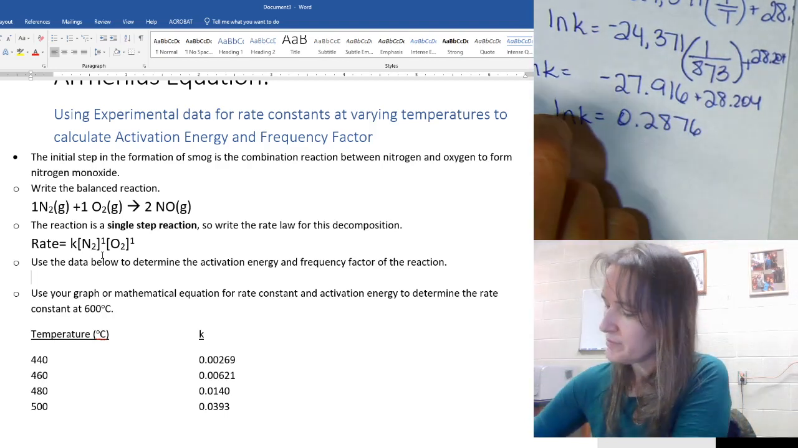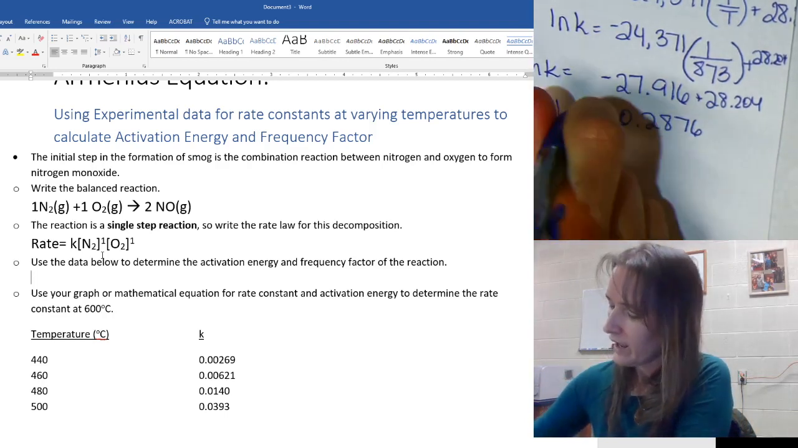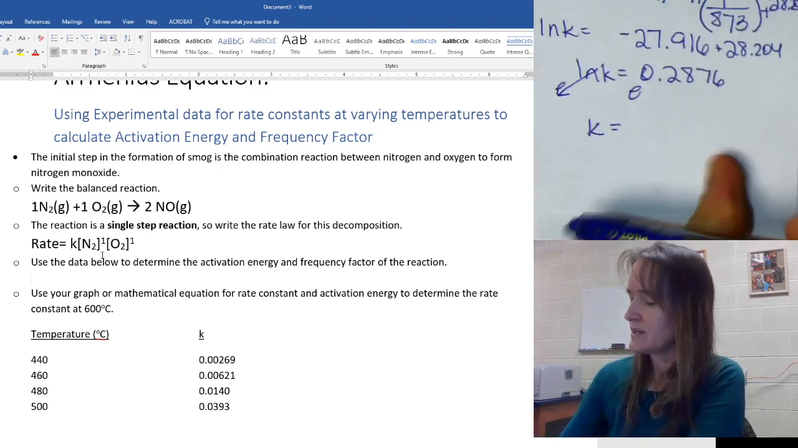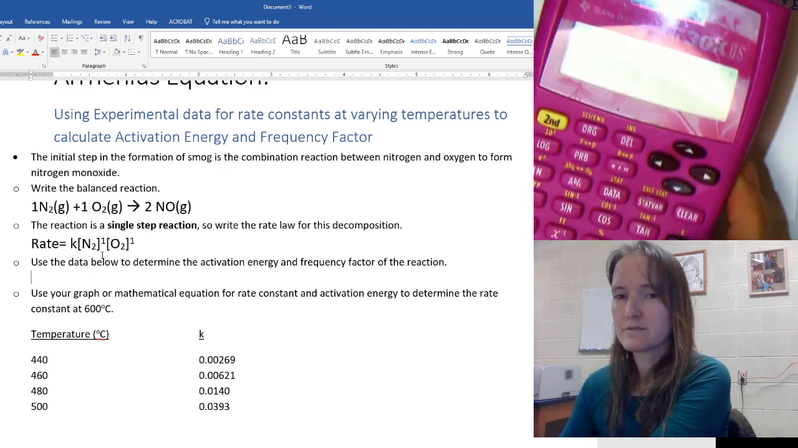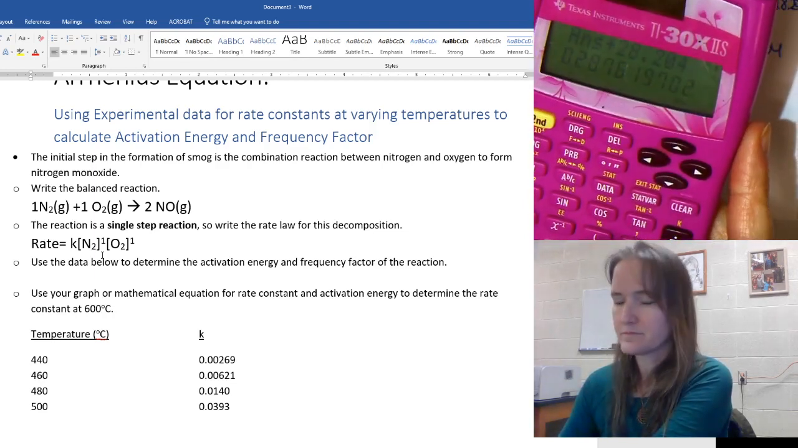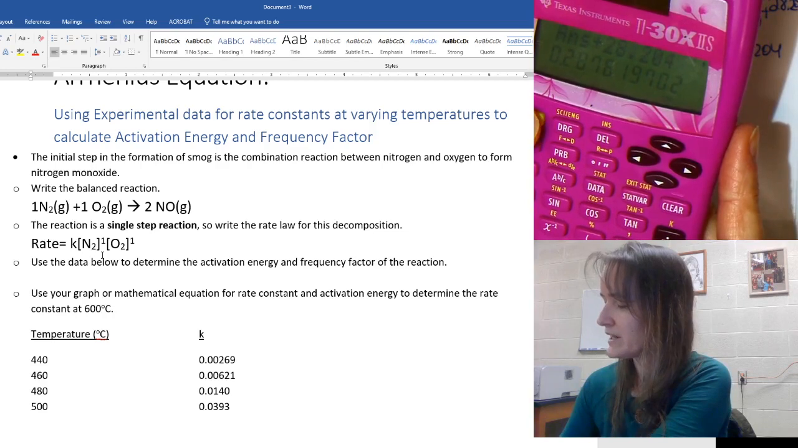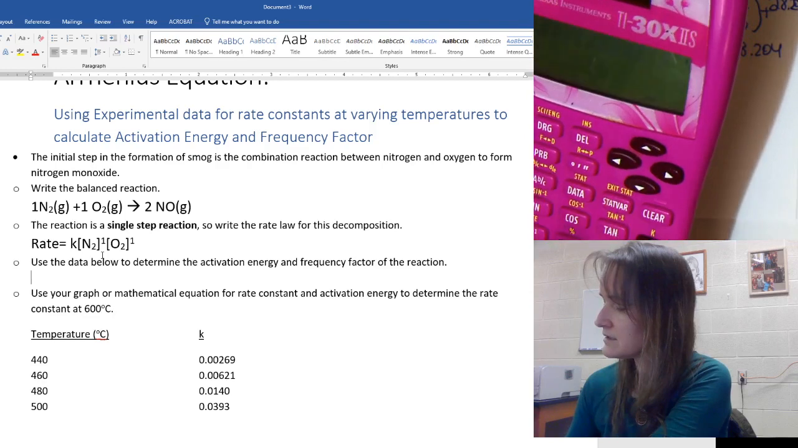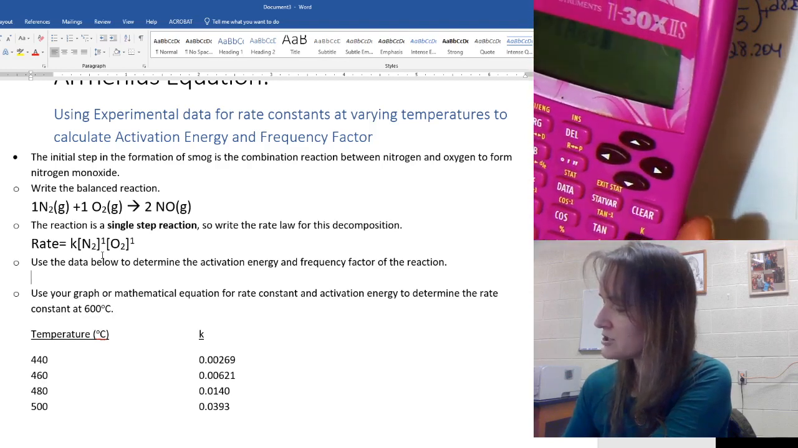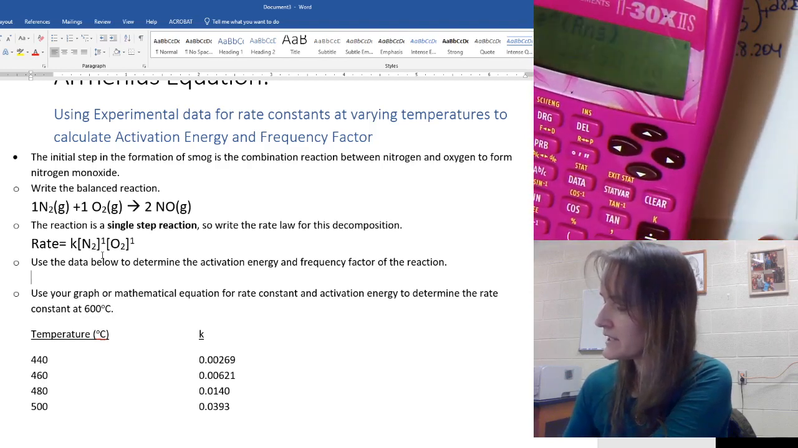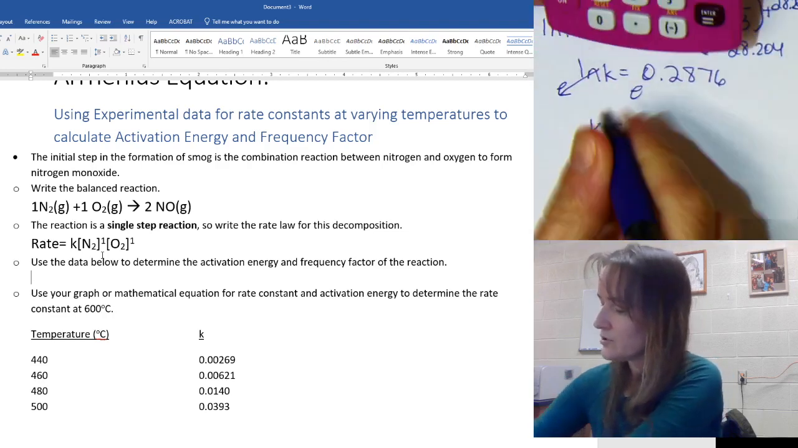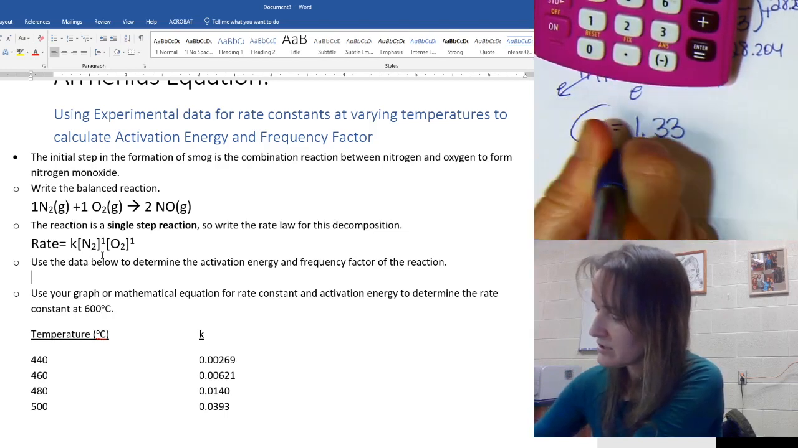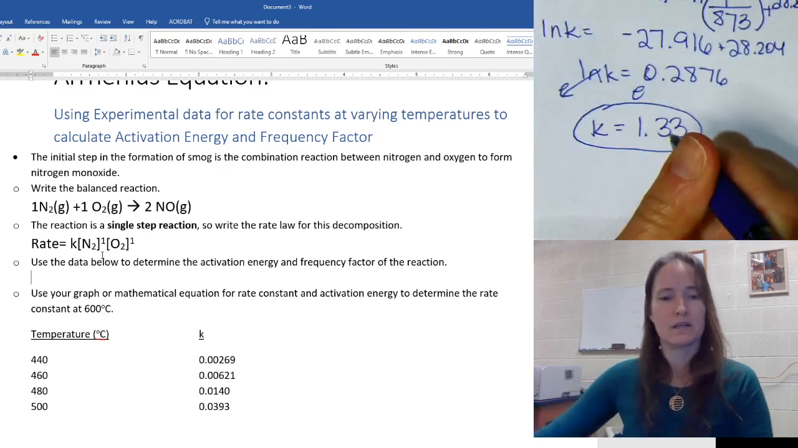So we do E of both sides. That allows us to figure out what the rate constant is. So we take our value here, and we're going to have that be our exponent for E. So we do second E, and we raise it to our answer from the previous section. And so we get 1.33 for our rate constant.